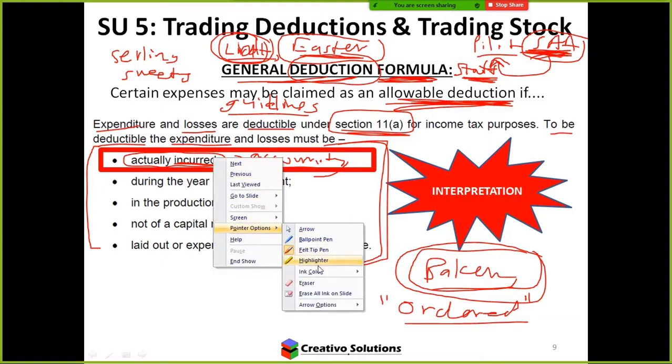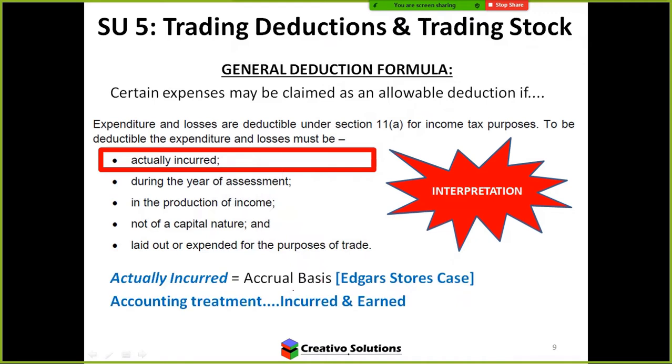Remember we said case law is important? So there's the Edgar Store case. The Edgar Store case was dealing with this, actually incurred. It relates to the accrual basis, so the accounting treatment is important. Either incurred or earned. It doesn't have to be received or paid, in other words, cash flow. As long as it's incurred, there will be a deduction, potentially, depending on whether those deductions are allowable or not. Does that make sense?